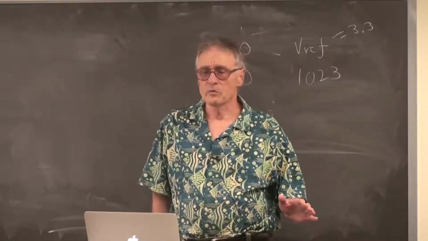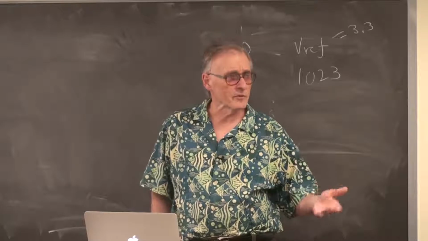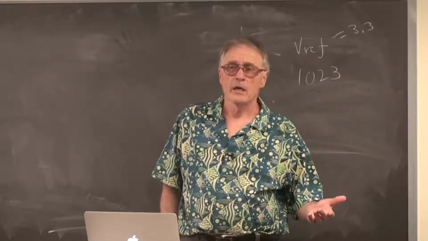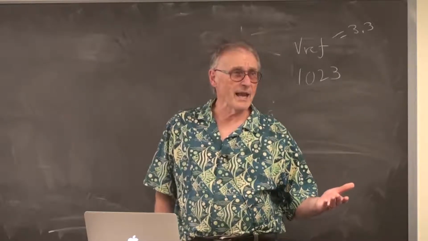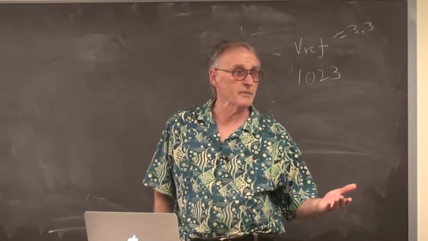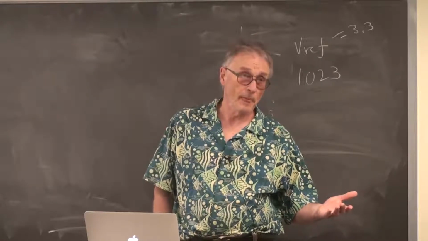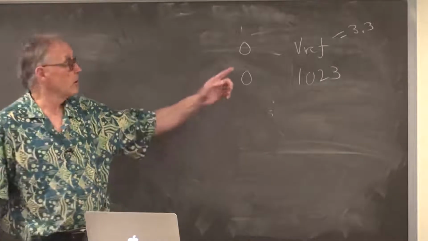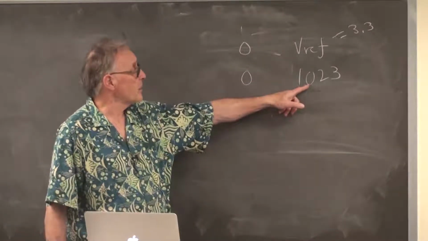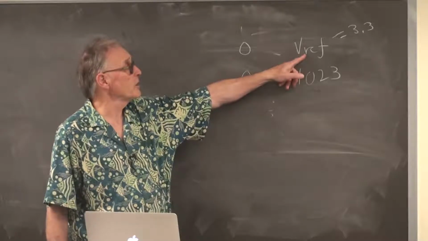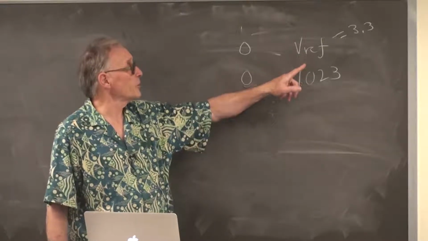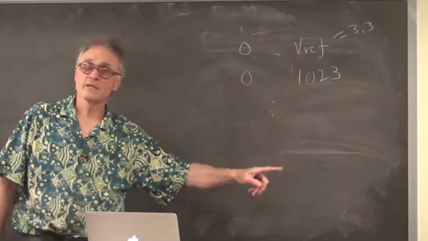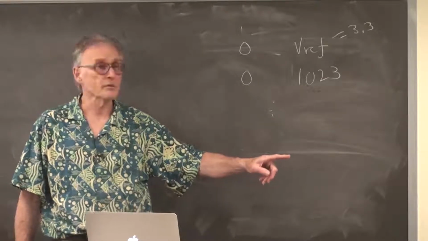So 10 bits is not so bad for routine measurements. That gives you 0.1% accuracy if you're thinking in terms of voltage. That's better than your digital voltmeter. It's also at a range where you have 300 counts per volt, so that's 3 millivolts per count.